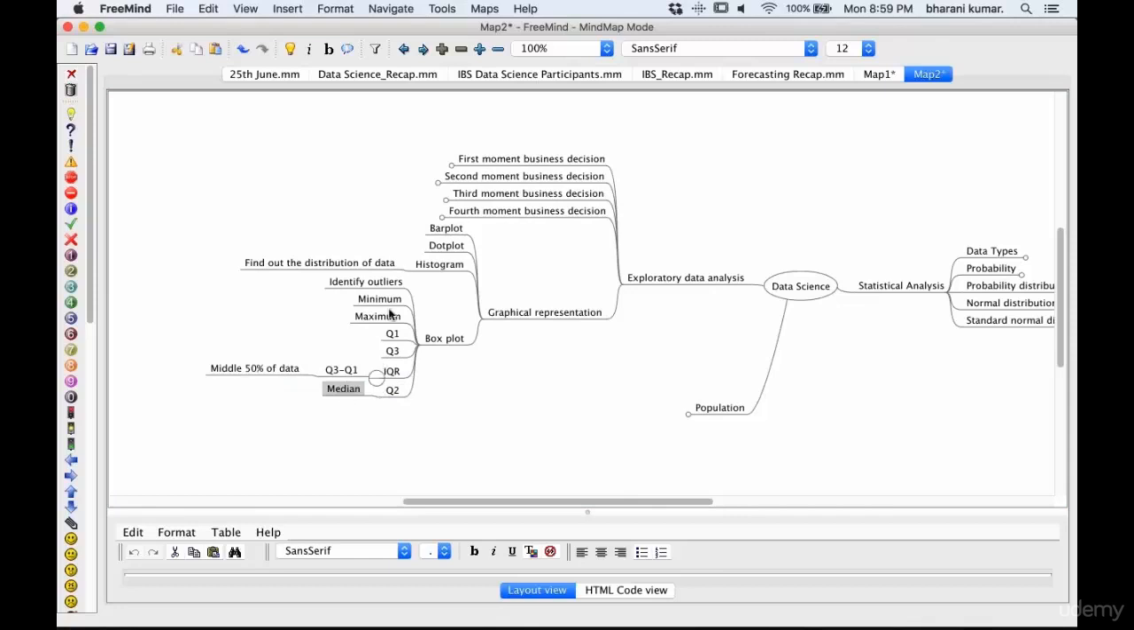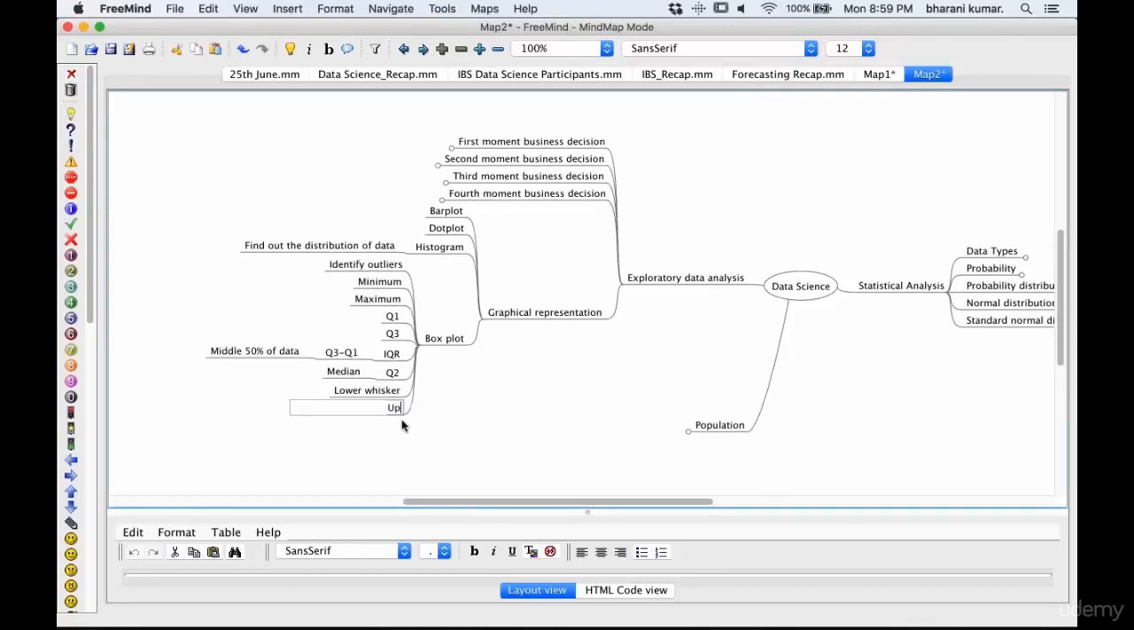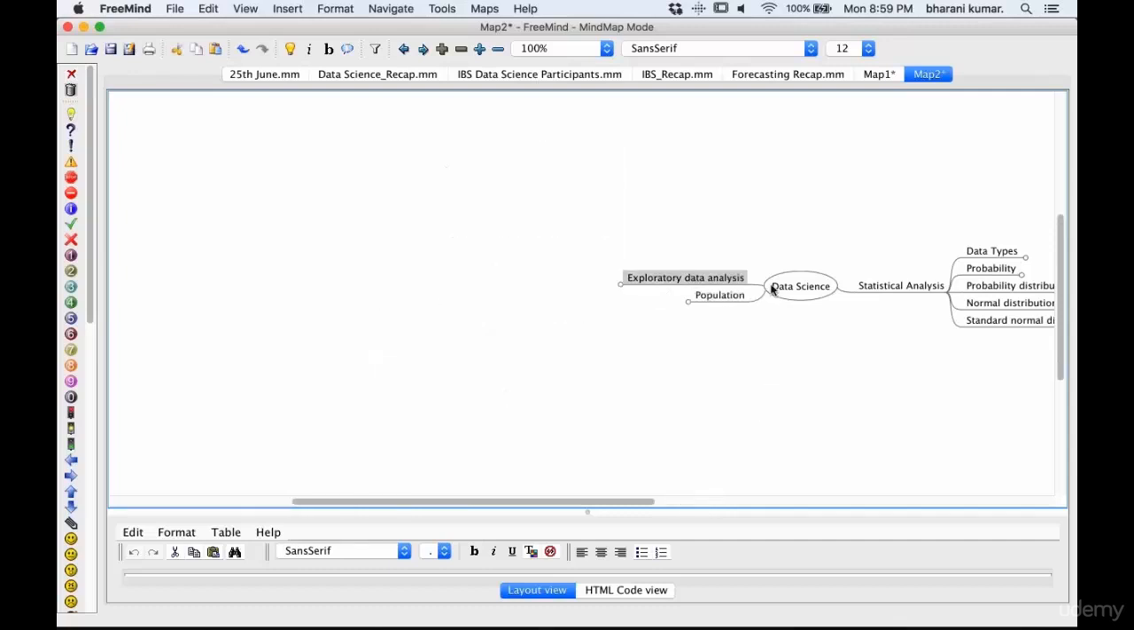Why median? Because box plot also helps you identify the outliers. And then you will have whiskers, lower whisker, upper whisker. Anything which falls beyond your lower and upper whisker would be called outliers. All right. There are a lot of other graphical representations, but these will do the trick for us.